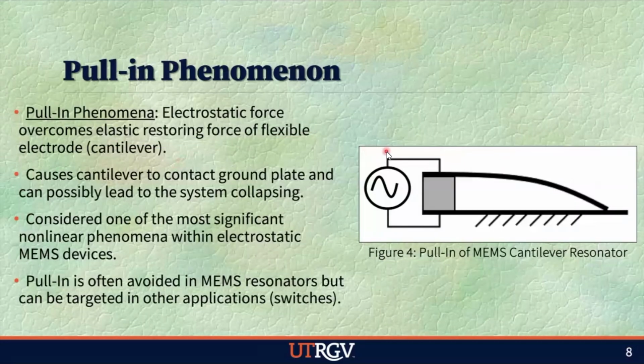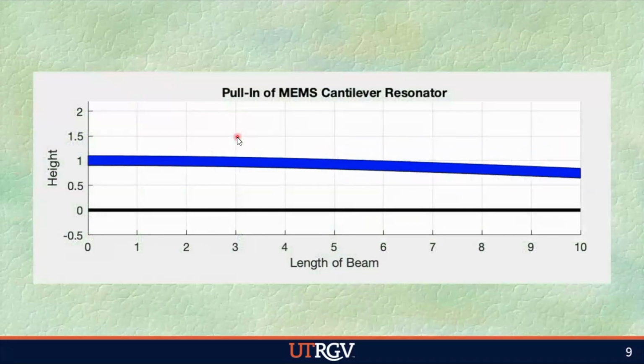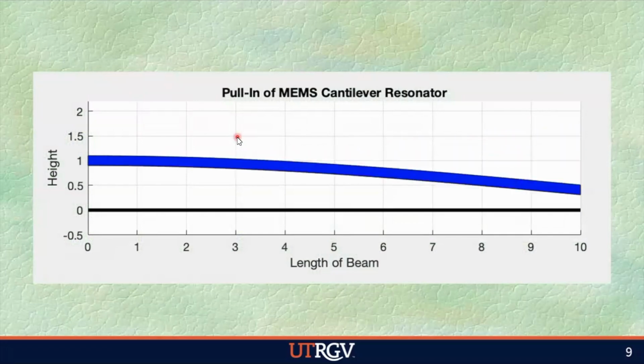When the electrostatic force overcomes the elastic restoring force of the beam, the cantilever becomes unstable and makes contact with the ground plate. This results in a short circuit within the system, potentially leading to failure. This behavior is known as pull-in, and it's considered one of the most important nonlinear phenomena in MEMS. And this shows a MEMS cantilever reaching pull-in. This can either happen slowly or all of a sudden.